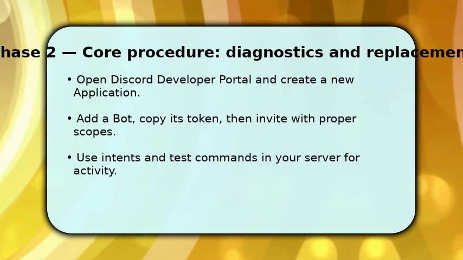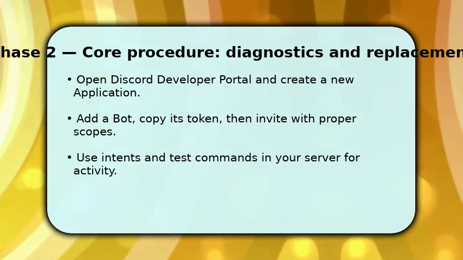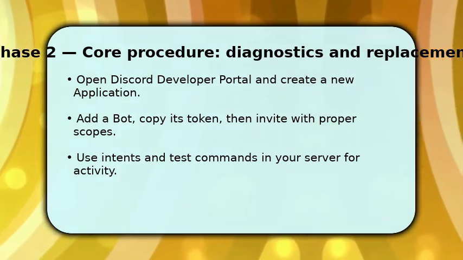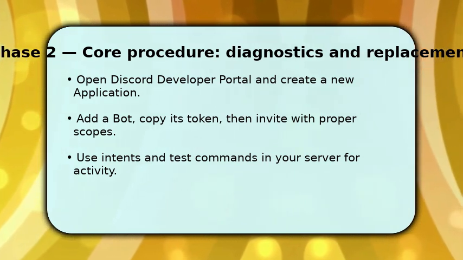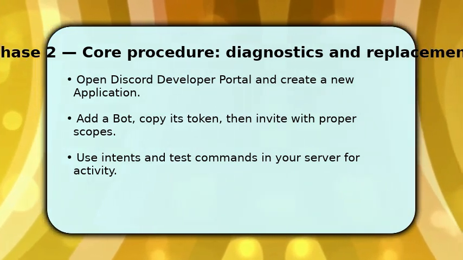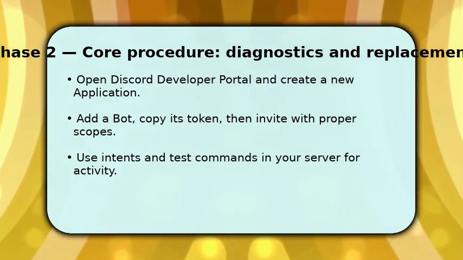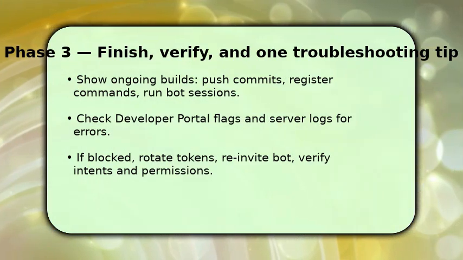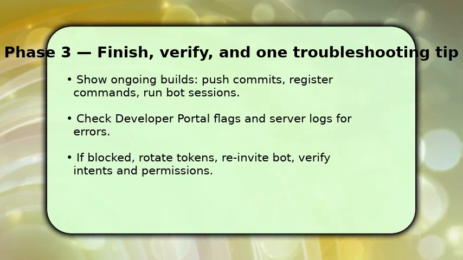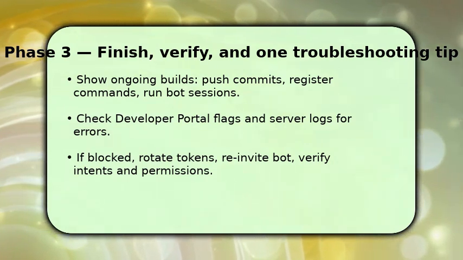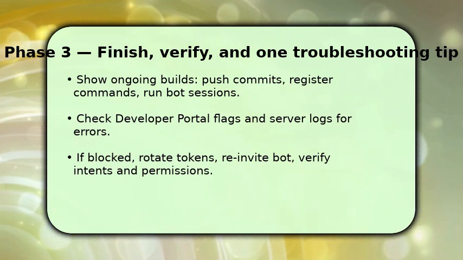Once invited, implement and run basic commands or a small feature. Activity is tracked by building, registering, and interacting with the app. Make sure to iterate rapidly and log actions so you can prove developer activity. Finish by demonstrating sustained developer actions that Discord recognizes. Push commits, register commands, and run the bot across sessions.